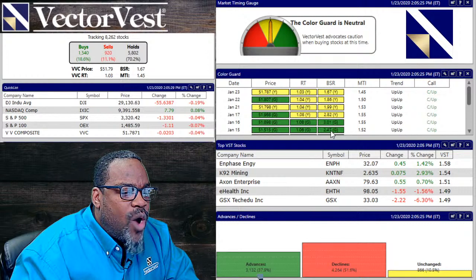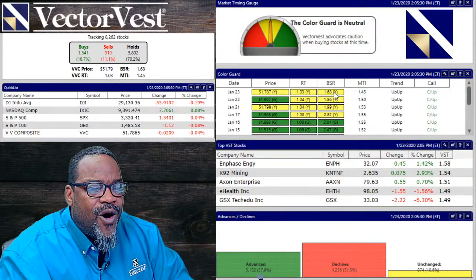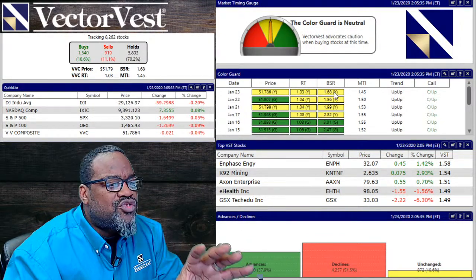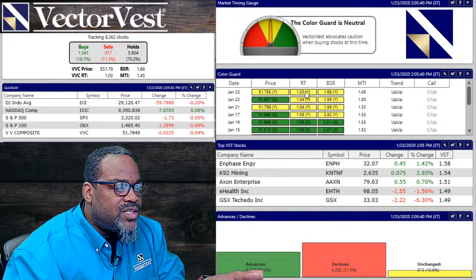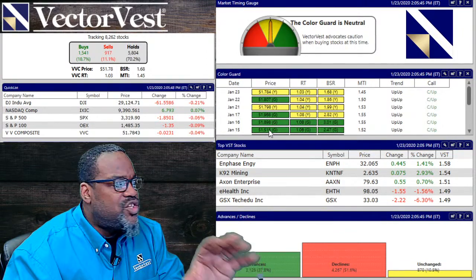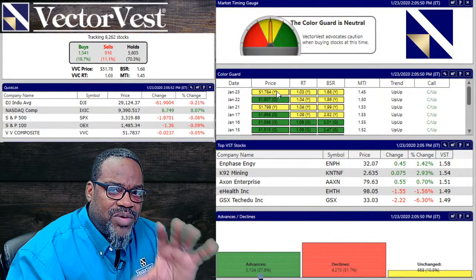But I can watch on a week over week basis, is that indicator rising or falling? Currently, we're still above the value of one. The market's showing signs of strength. But what do I see going on? It's starting to fall. What do I see going on with the relative timing? It's starting to fall. Now, on the other hand, the price of the VectorVest composite is still rising on a week over week basis. This is a time to be cautious.